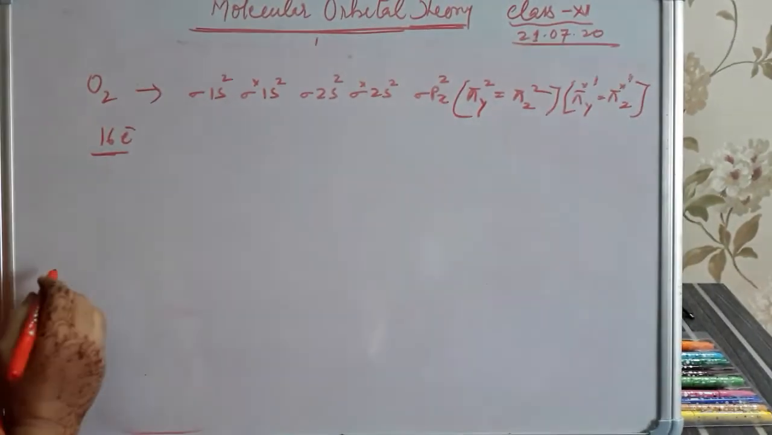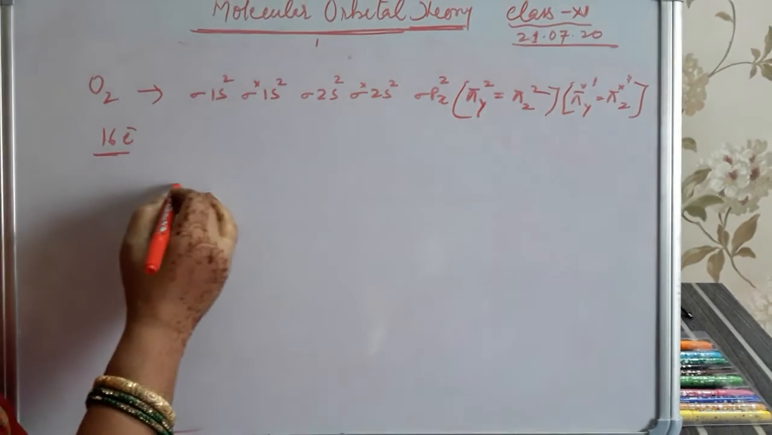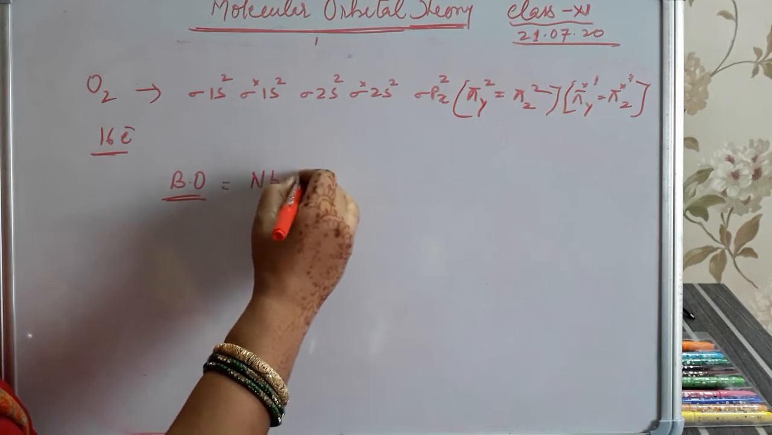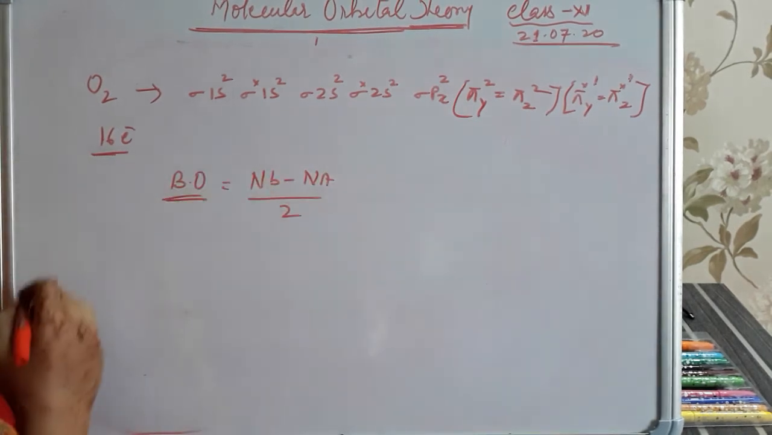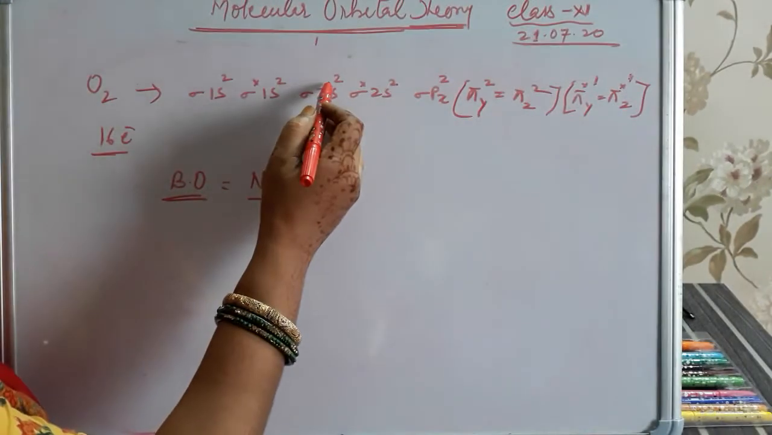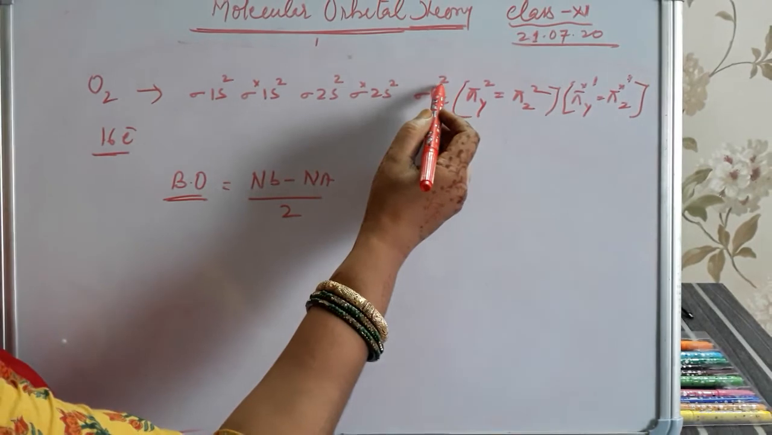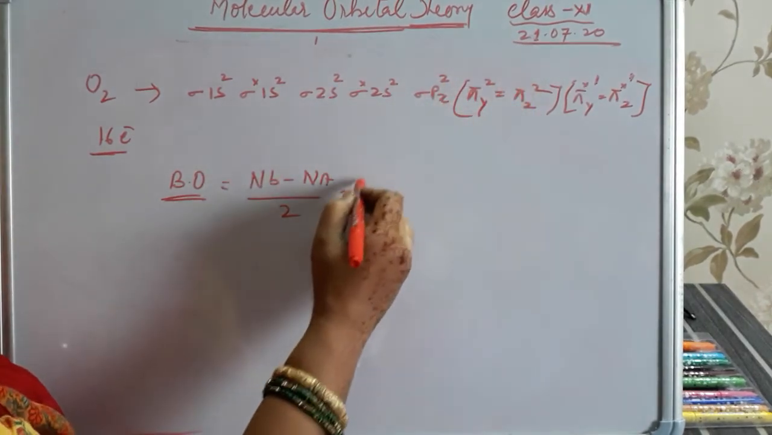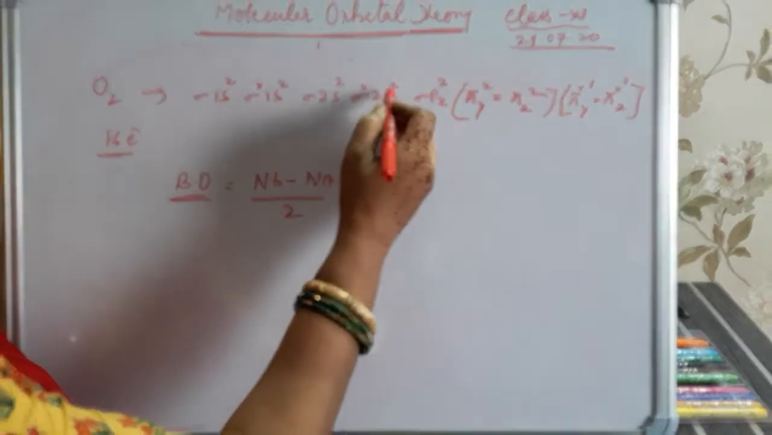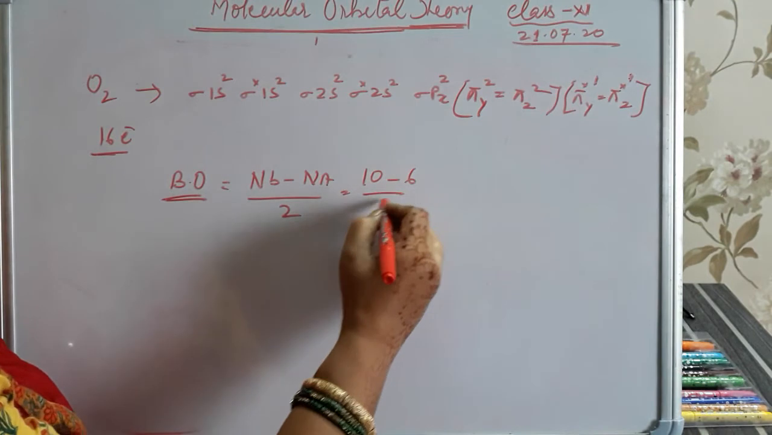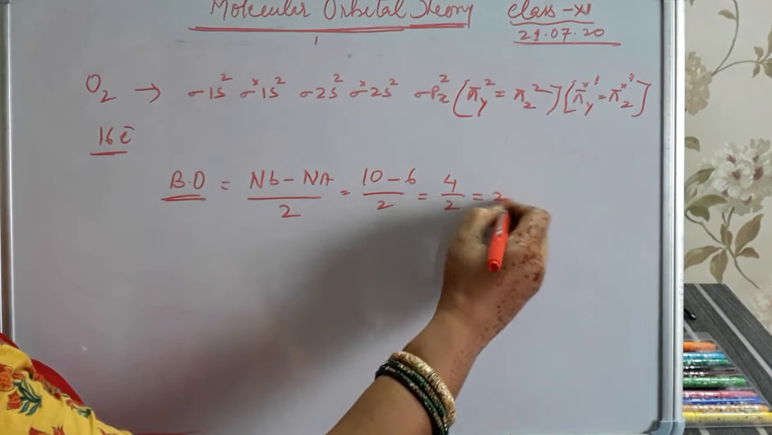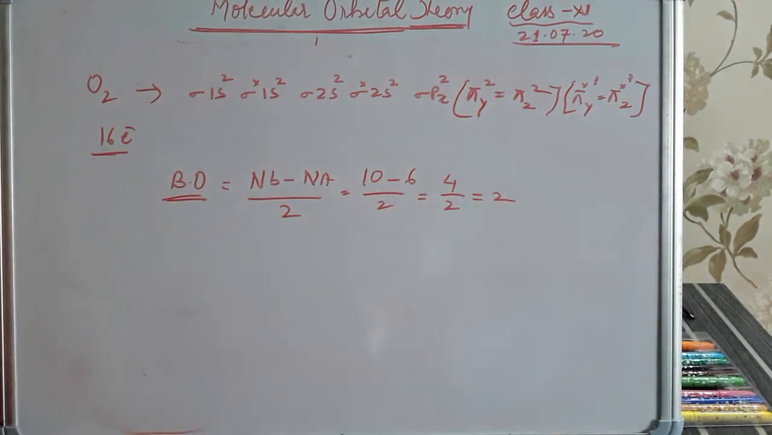So what will be the properties? At first find out the bond order. Bond order means Nb minus Na by 2. Count the bonding electrons: 2, 4, 6, 8 and 10. Count the anti-bonding: 2, 4 and 6. So 10 minus 6 by 2 comes 2. So the bond order of oxygen is 2.